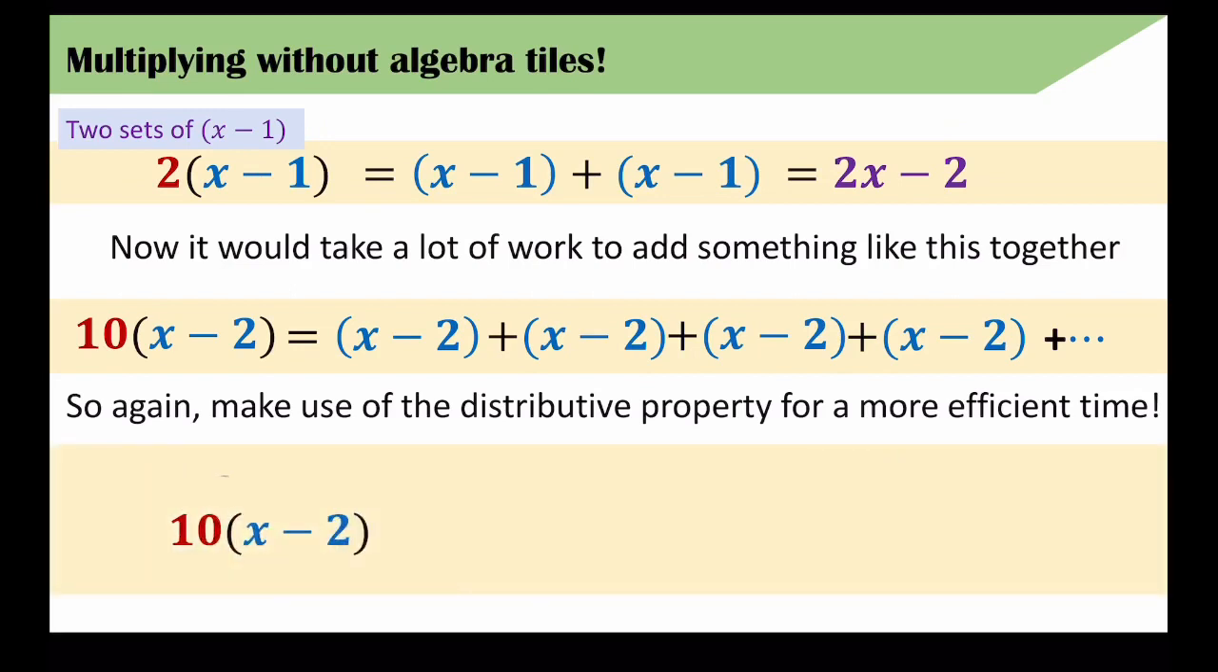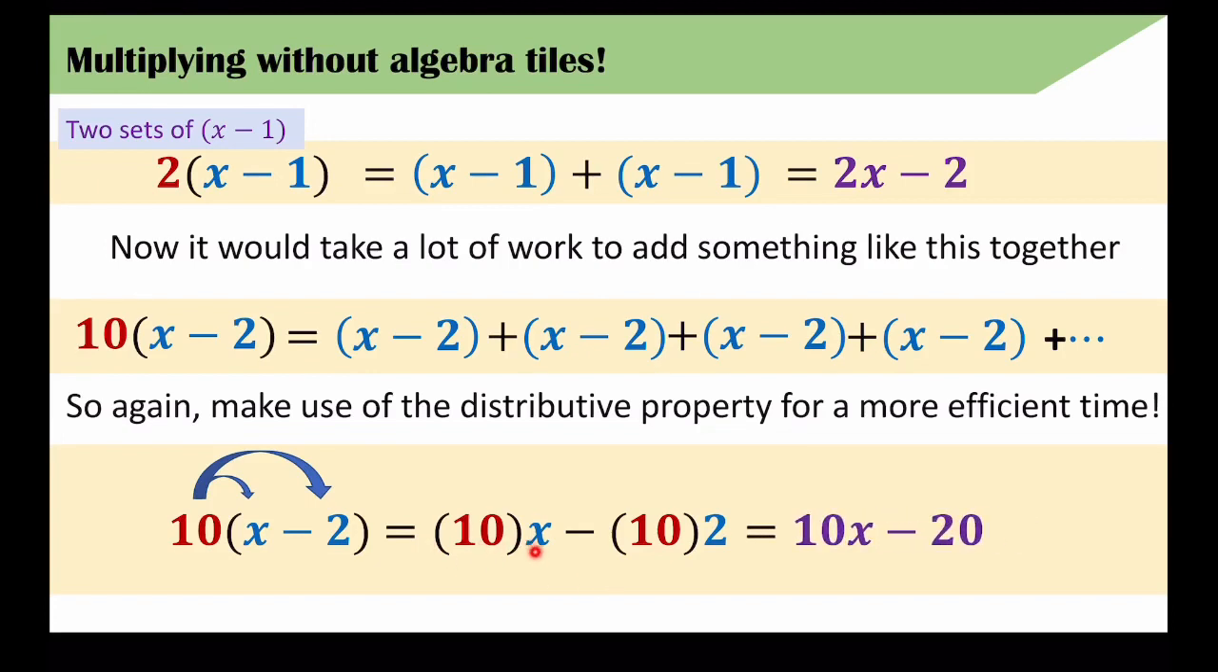Good times. So we're going to multiply the 10 in, because there's 10 sets of x, and there's 10 sets of negative 2. So we're just going to multiply it in. When we say sets, it just means multiplication. So you have 10 sets of x, and now 10 sets of negative 2. It looks like this if I continue to show my work. And we got 10 times x is going to be 10x, and 10 times 2 is going to be 20, and we have that negative sign there, so negative 20.